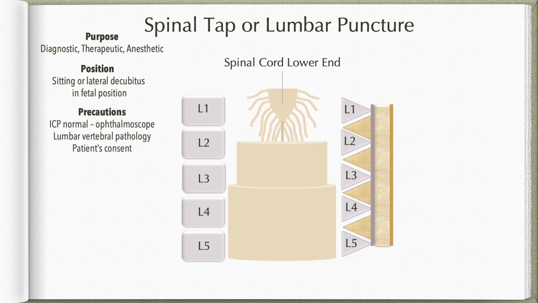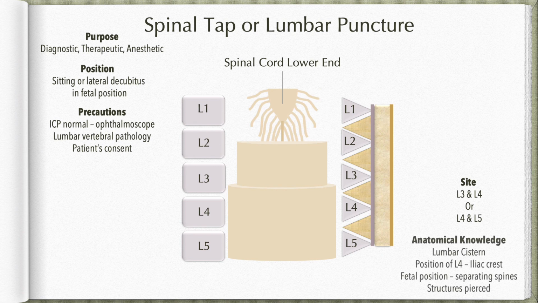Precautions which you have to take before doing a spinal tap: check whether the intracranial pressure is normal by using an ophthalmoscope and ruling out papilledema. Check that there is no major lumbar vertebral pathology, and do not forget to take the patient's consent after explaining the procedure. The usual site for doing this procedure is between L3 and L4 spines, or the needle can be introduced between L4 and L5 spines. So certain anatomical knowledge we need to know.